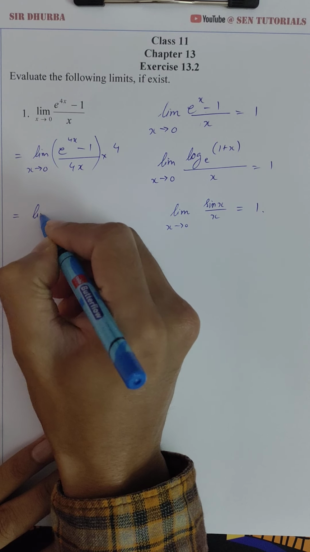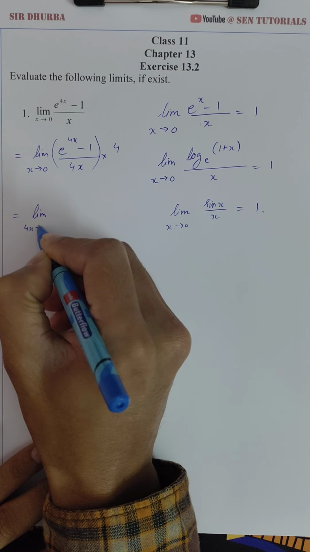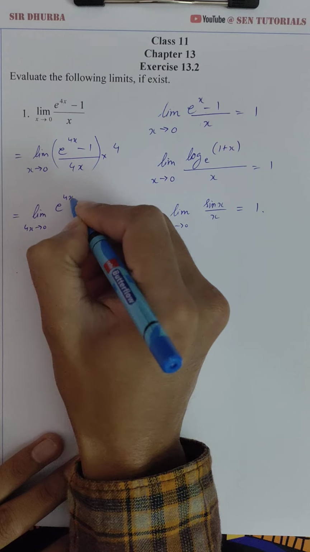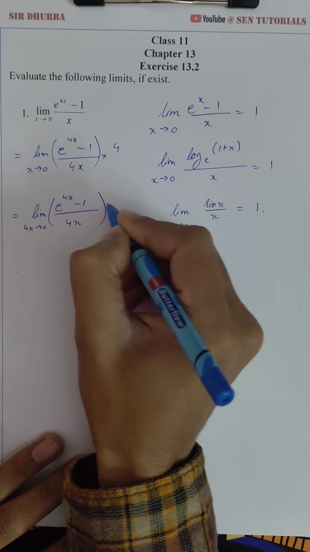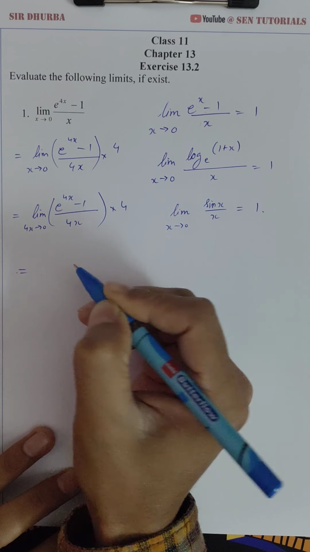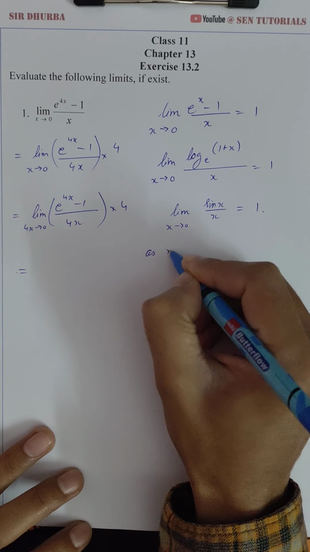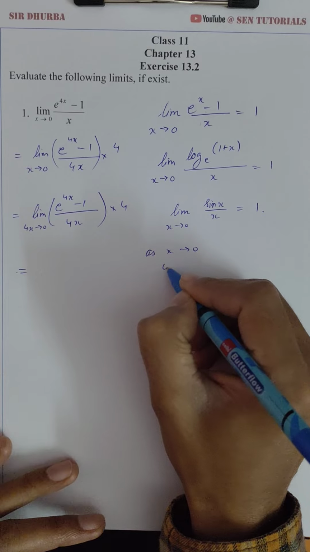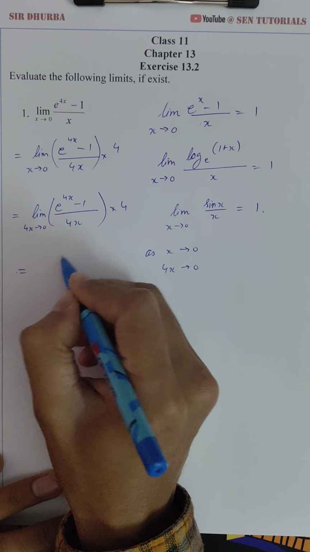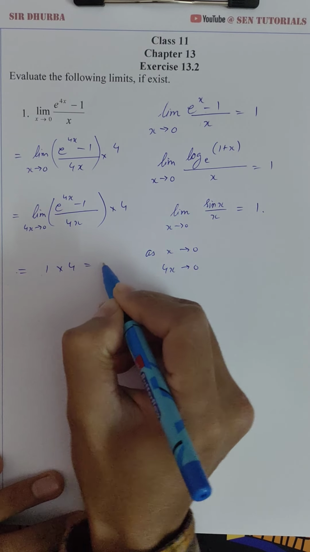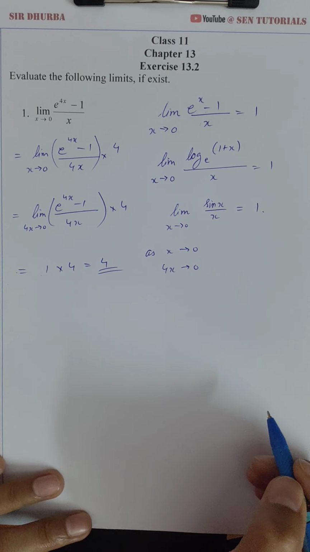So now, making a small change, that is 4x tends to 0 if you wish, we have e power 4x minus 1 over 4x, into 4. 4 is a constant, so I'll just keep it outside. Because we know that as x approaches 0, definitely 4 times x also will approach 0. So this value, as we know from here, is 1. So 1 into 4, how much will it be? It is going to be 4.